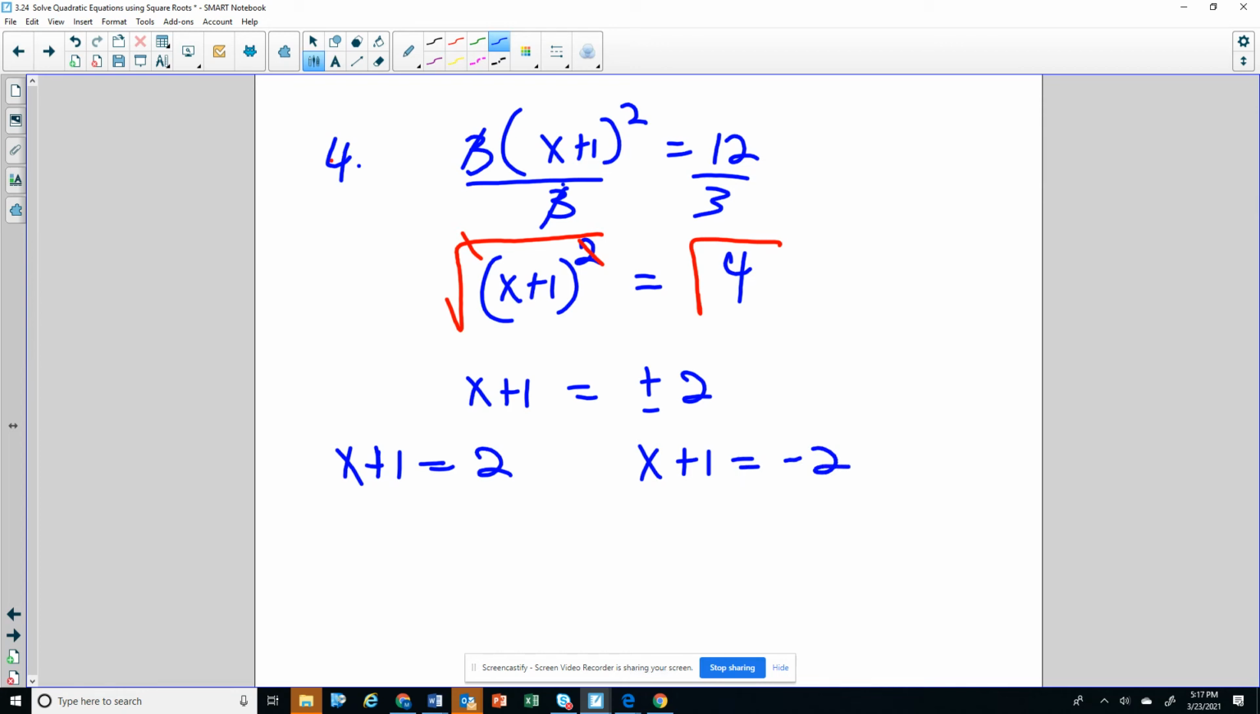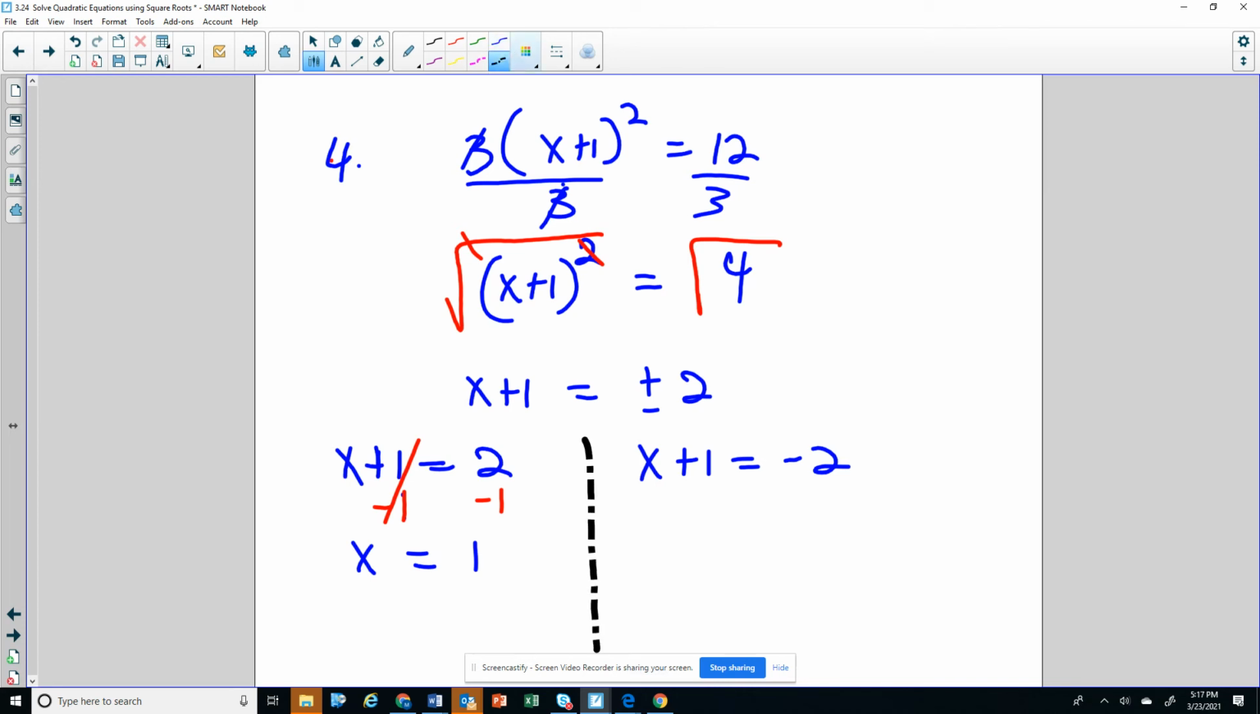All right? And so to get x by itself, I'm just going to add a negative 1 here and a negative 1 there. That goes away. So I'm left with x is equal to, add those two numbers, 2 and negative 1, I get a 1. Let me draw a line here to separate these two.